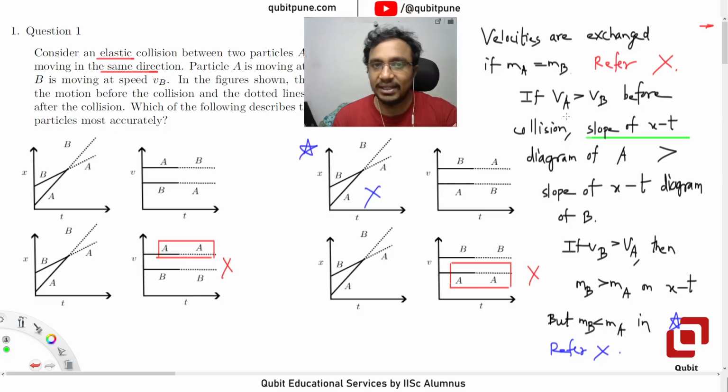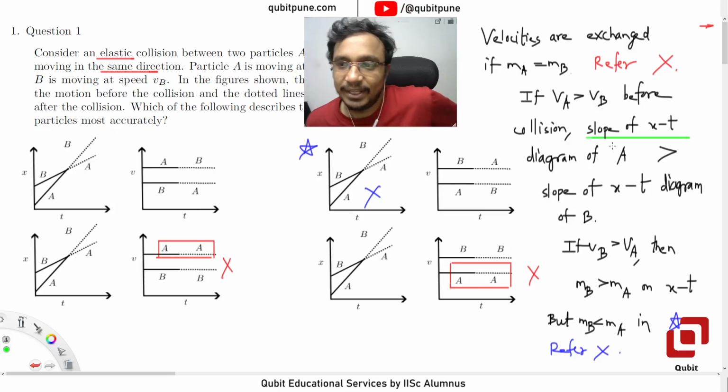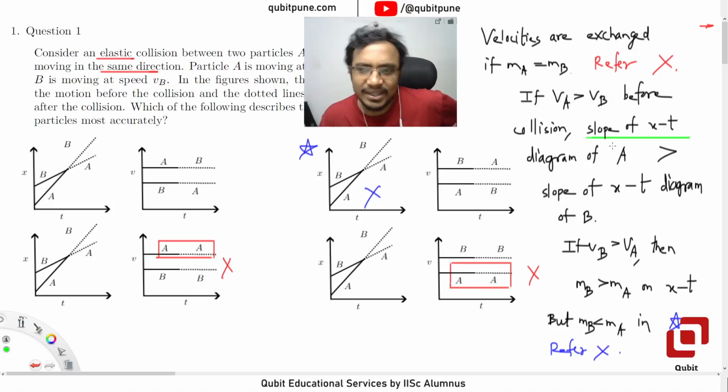Correct? Velocity is the slope of XT diagram, just like velocity is the slope of AT diagram, right? Oh, sorry. Acceleration is the slope of VT diagram and velocity is the slope of XT diagram. dv by dt is a and dx by dt is v. So that's it. Once you come to know about that, that's fine.